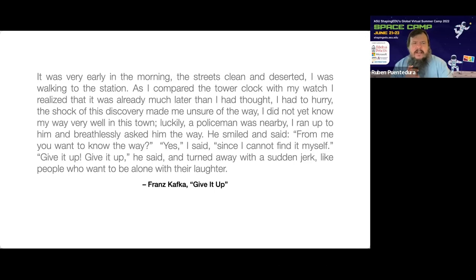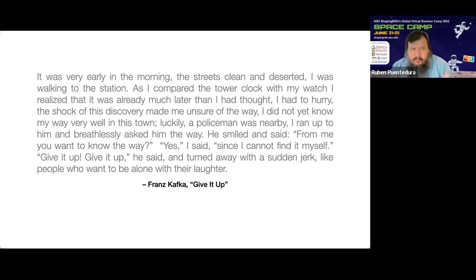It was very early in the morning. The streets clean and deserted. I was walking to the station. As I compared the tower clock with my watch, I realized it was already much later than I had thought. I had to hurry. The shock of this discovery made me unsure of the way. I did not yet know my way very well in this town. Luckily, a policeman was nearby. I ran up to him and breathlessly asked him the way.